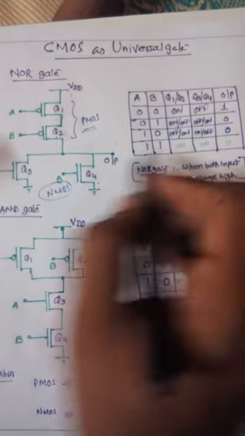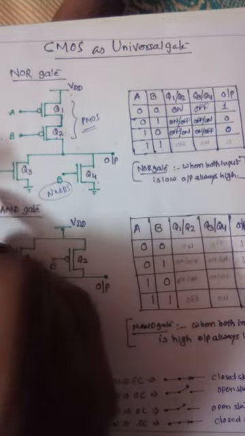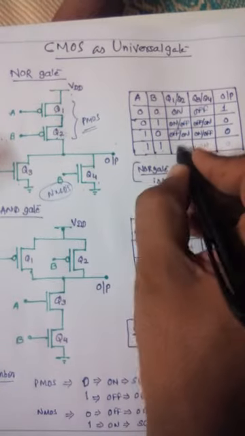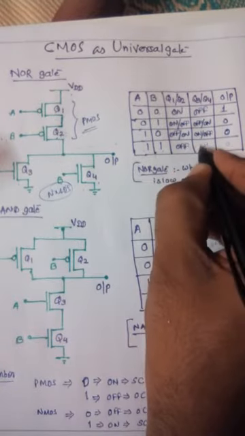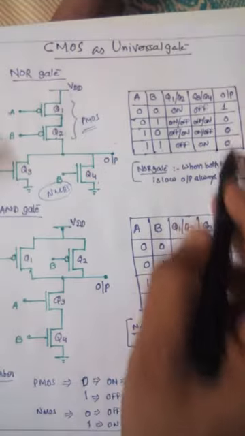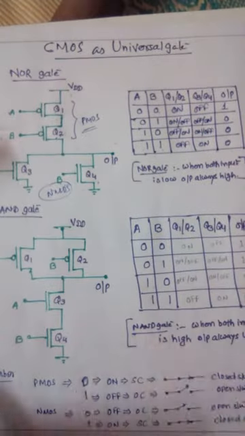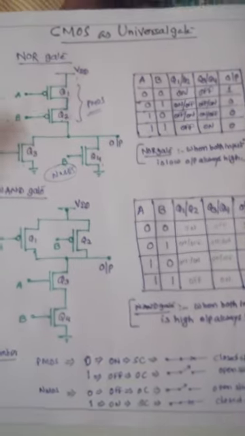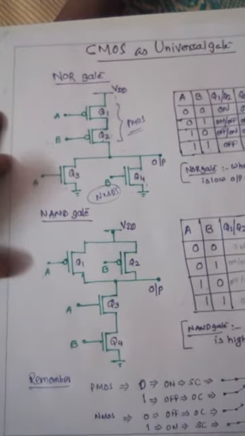Now both are 1, the 1 and 1. So both Q1 and Q2 are off, and Q3 and Q4 are on. So output is always 0. So this matches the NOR characteristics. Now in the same way, we check for the NAND gate. Here is the circuit.